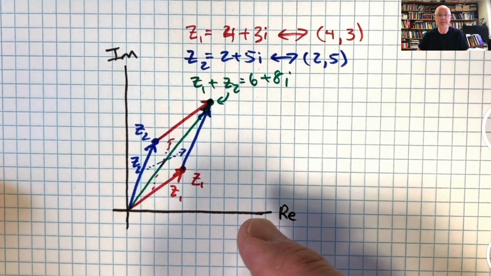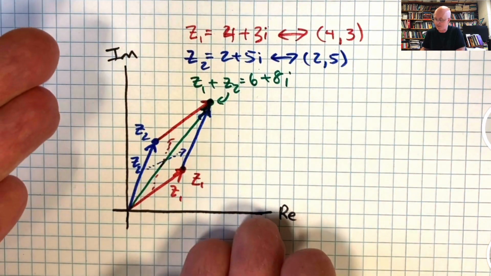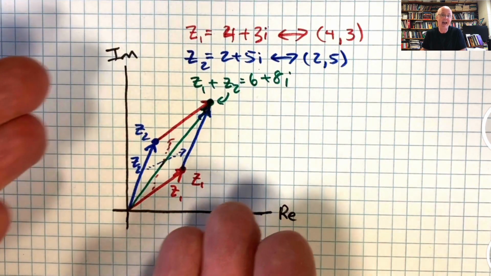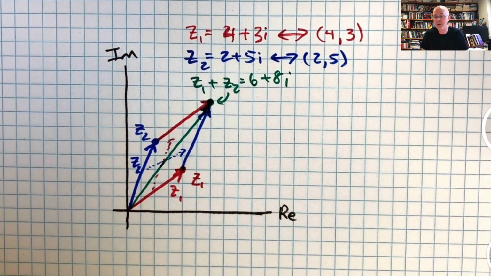It's also illustrating the parallelogram law. This is a parallelogram that you see here. It's a quadrilateral with parallel sides. That's how to add vectors, and in this case, how to add complex numbers.